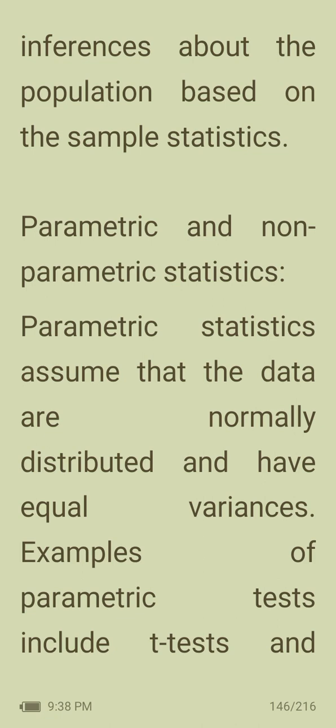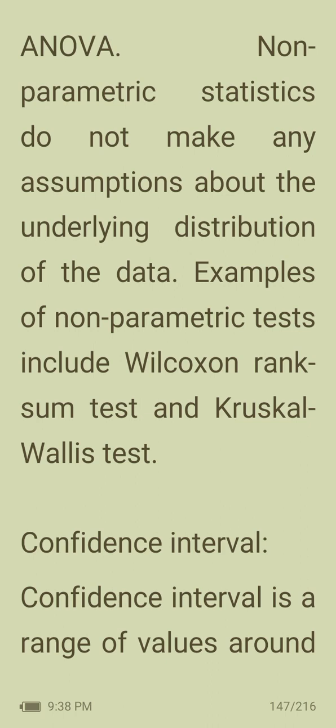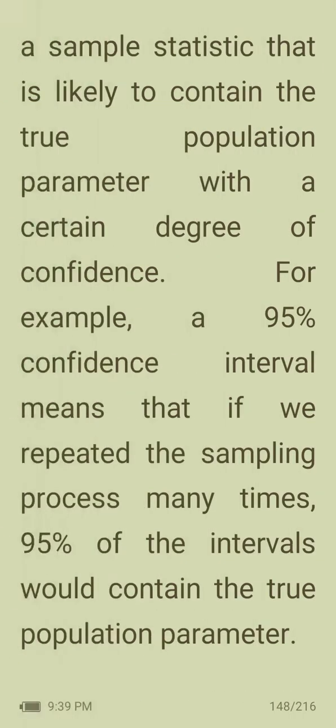Then parametric and non-parametric statistics. Parametric statistics assume that the data are normally distributed and have equal variances. Examples of parametric tests include t-test and ANOVA. And non-parametric statistics do not make any assumptions about the underlying distribution of the data. Examples of non-parametric tests include Wilcoxon rank-sum test and Kruskal-Wallis test.